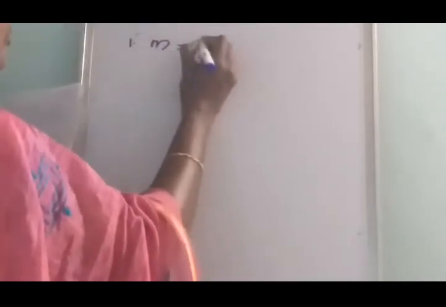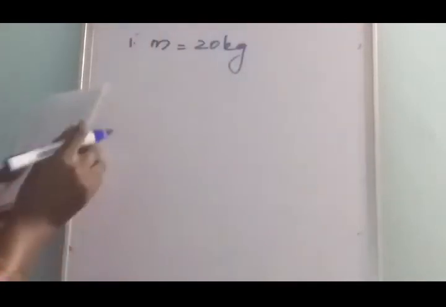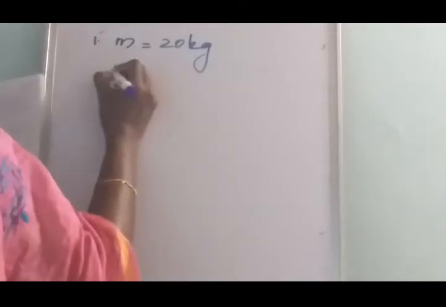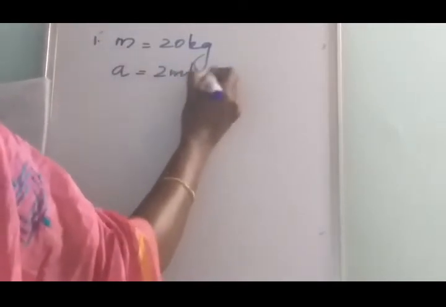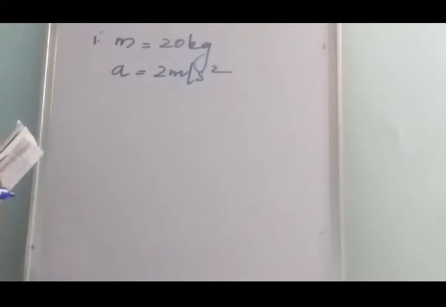Okay, and here the first question is: an acceleration of 2 meter per second square is produced in a body of mass 20 kg. Then we have to calculate the amount of force exerted on the body. Here we have the body of mass 20 kg. So the mass of the body is given, m is equal to 20 kg. And the acceleration produced on the body is a is equal to 2 meter per second square.